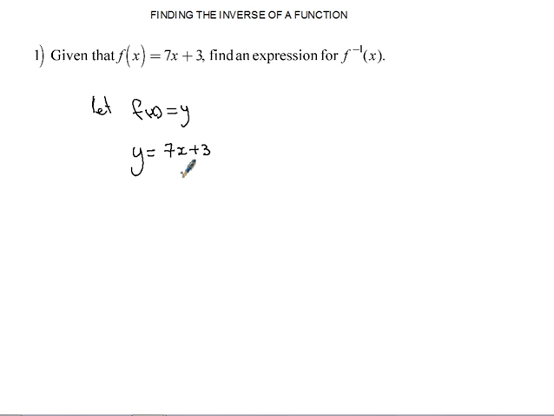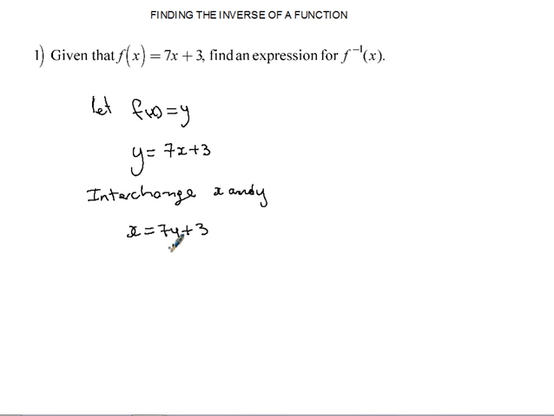So what we're going to do now is make y the inverse of the function, and that's kind of simple. To make y the inverse of the function, you simply interchange x and y. So we're going to interchange x and y. So we have now x is equal to 7y plus 3.